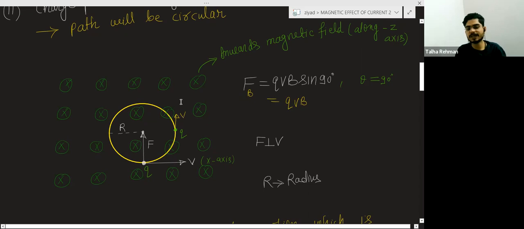Okay, because a charged particle always tries to move in a straight line. So the velocity of the charged particle will be in this direction. So there will be some force on the charged particle as it is in the magnetic field.